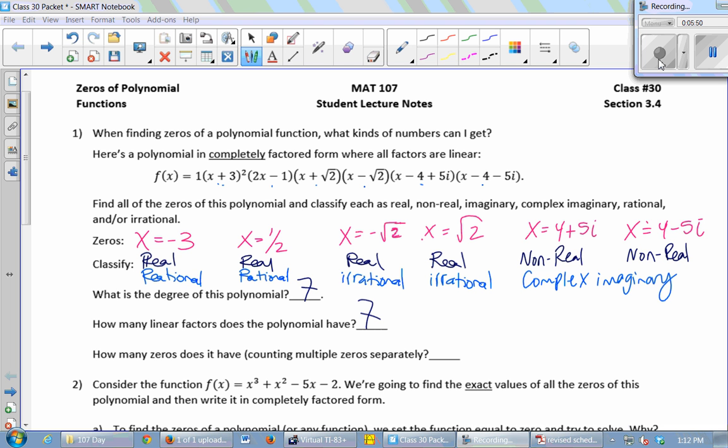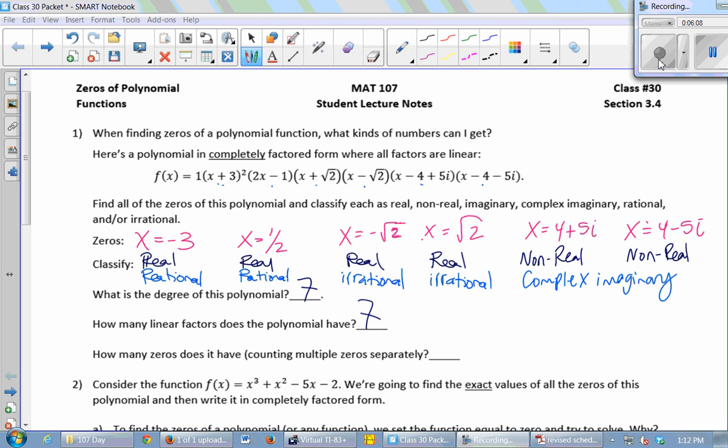Coincidence? Degree equals the number of linear factors? Doubtful. How many zeros does this polynomial have, if you count a multiplicity 2 as 2 separate zeros? 7. So -3 is a 0, right?